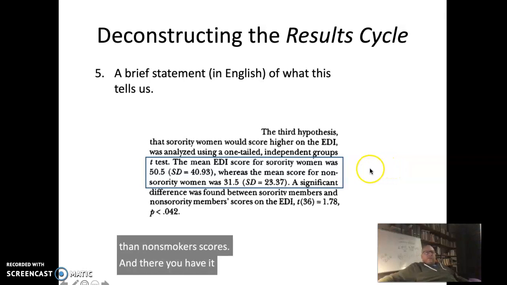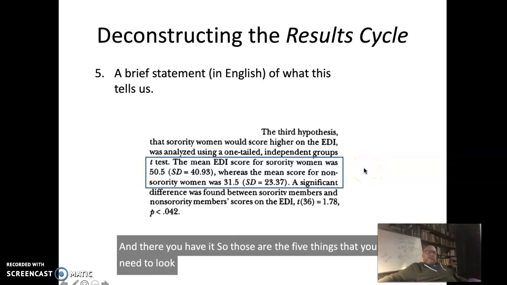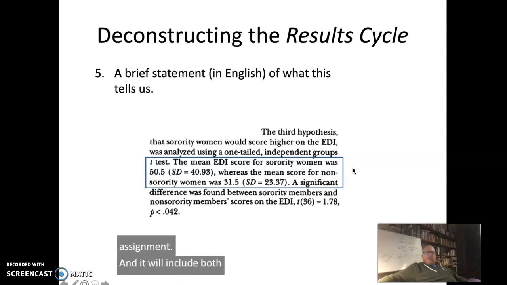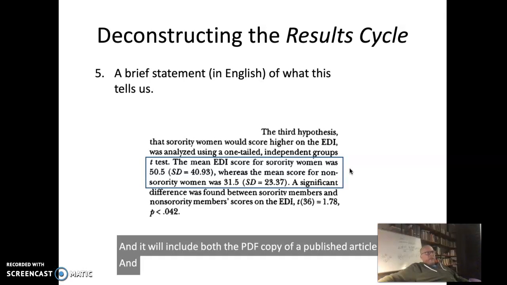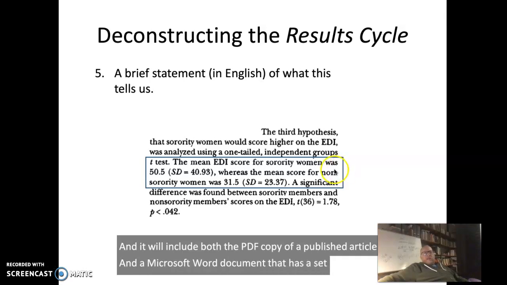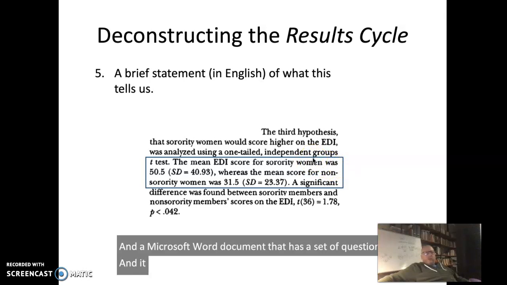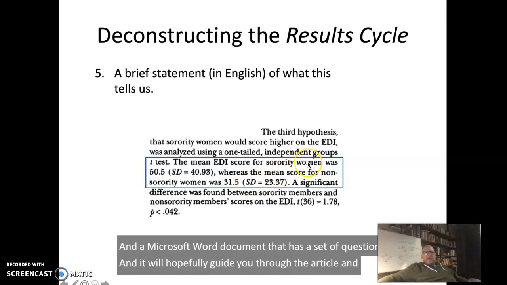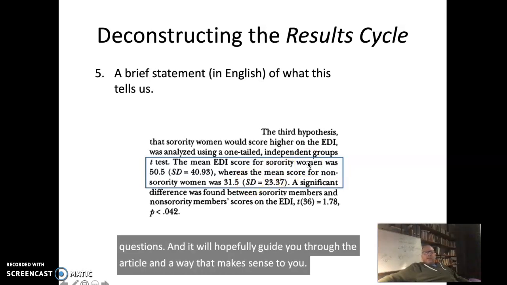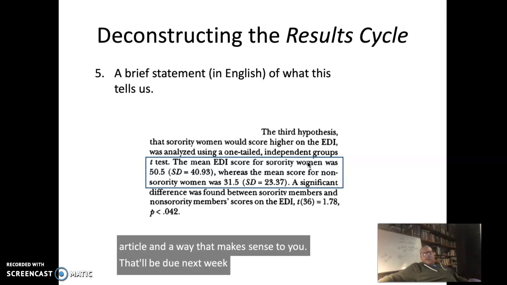So those are the 5 things that you need to look for anytime you read about a hypothesis test in a journal article. I've uploaded a journal article assignment, and it will include both the PDF copy of a published article and a Microsoft Word document that has a set of questions, and it will hopefully guide you through the article in a way that makes sense to you. That'll be due next week, and please let me know in advance by email if you have some questions. Give me some time to respond to everyone's questions about that.